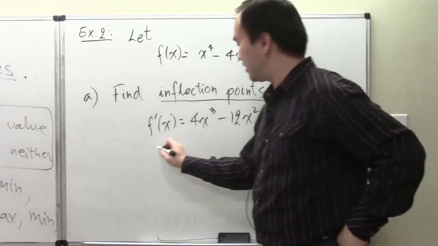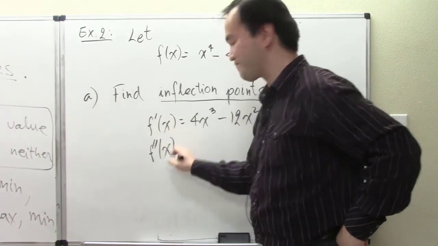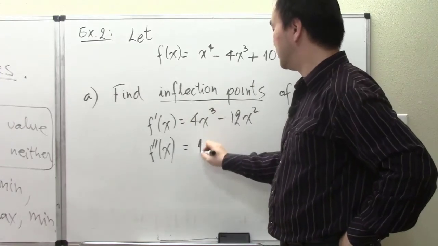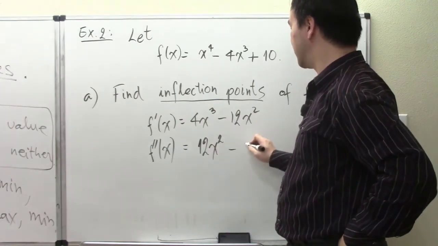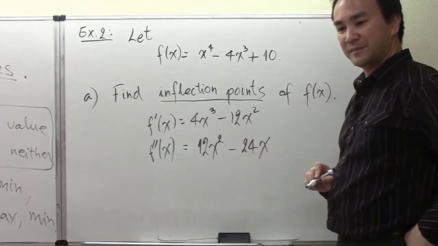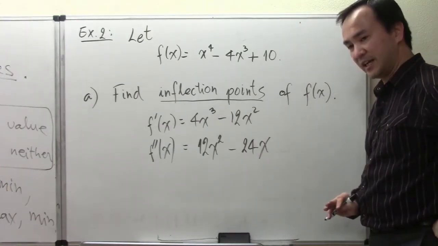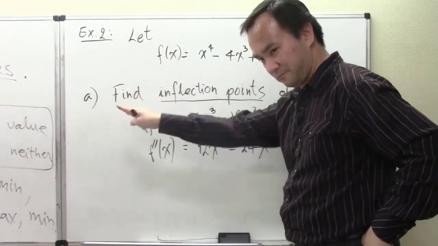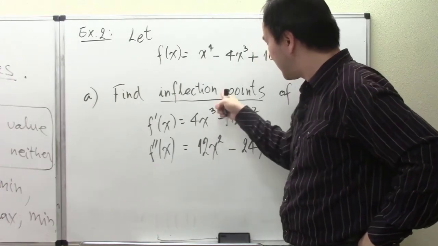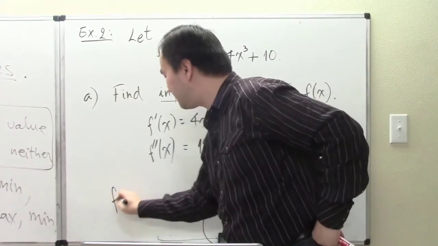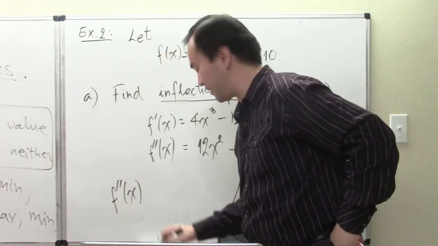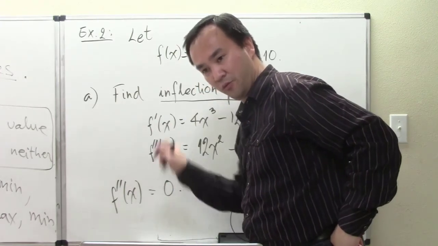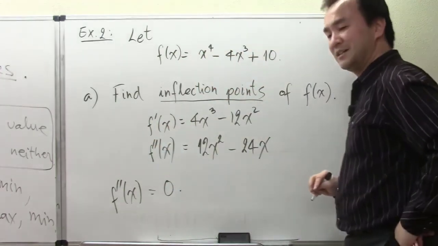Now I need to get all the way to f double prime, which is the derivative of my first derivative. That gives me 12x squared minus 24x. So that is my second derivative. Recall that an inflection point is where f double prime at the point c must equal 0. That's just a brief recall of what we've learned.